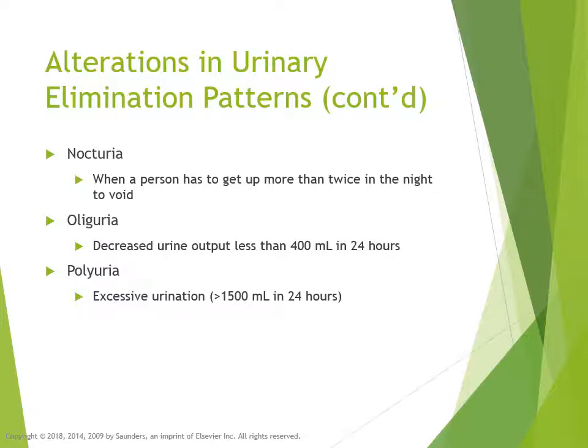Nocturia is when a person has to get up more than twice in the night to urinate or to void. Oliguria refers to a decreased output of less than 400 mL of urine in a 24-hour day. Polyuria is the complete opposite: excess urination resulting in greater than 1,500 mL of urinary output in a 24-hour period.